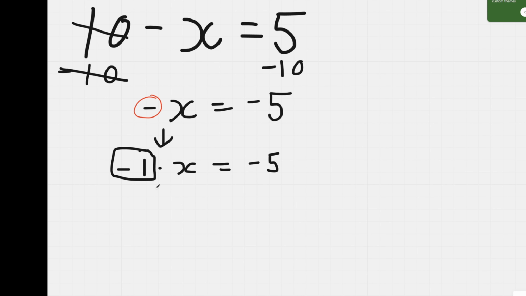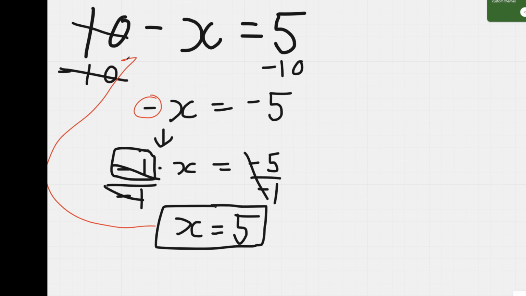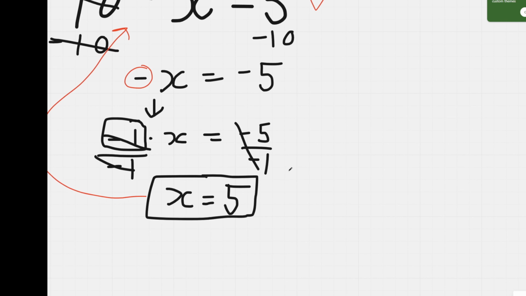So now it's a little bit easier, right? We see that this negative 1 is multiplying by x. So all I have to do is divide out that negative 1. So divide both sides by negative 1. These cancel, and now I have x equals, what is negative 5 divided by negative 1? Well, the negatives cancel, and that just gives me 5. And once again, I can put that into my equation here, and I get 10 minus 5 is actually 5.